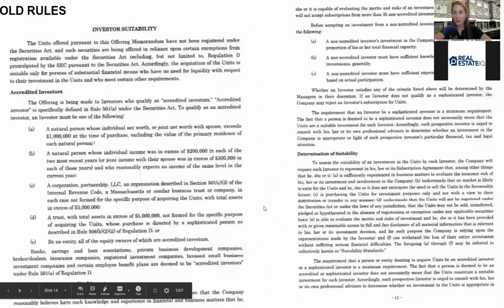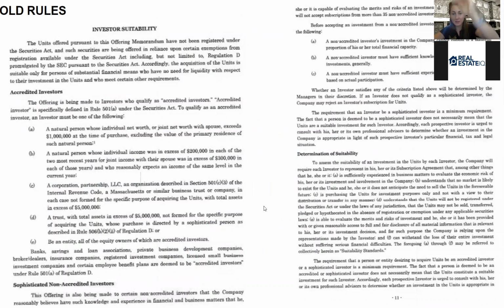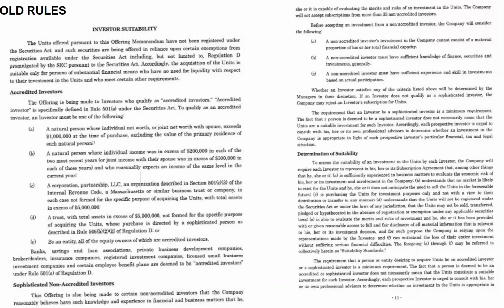You may not be able to read all this, and if you'd like, I can definitely email y'all after the webinar is over. But this is a screenshot of the old rules of the investor suitability under Regulation D 506C and 506B, or really any of them, because you're going, okay, what does it take to be accredited and what does it take to be sophisticated?